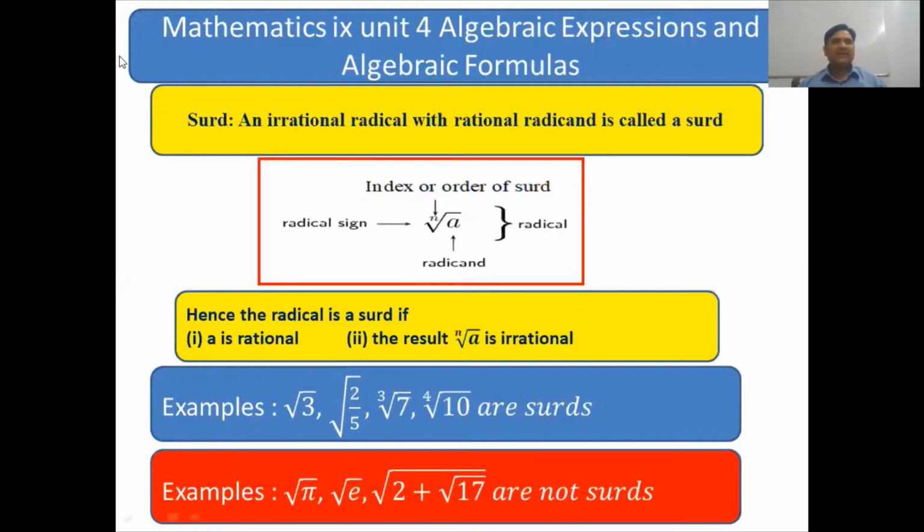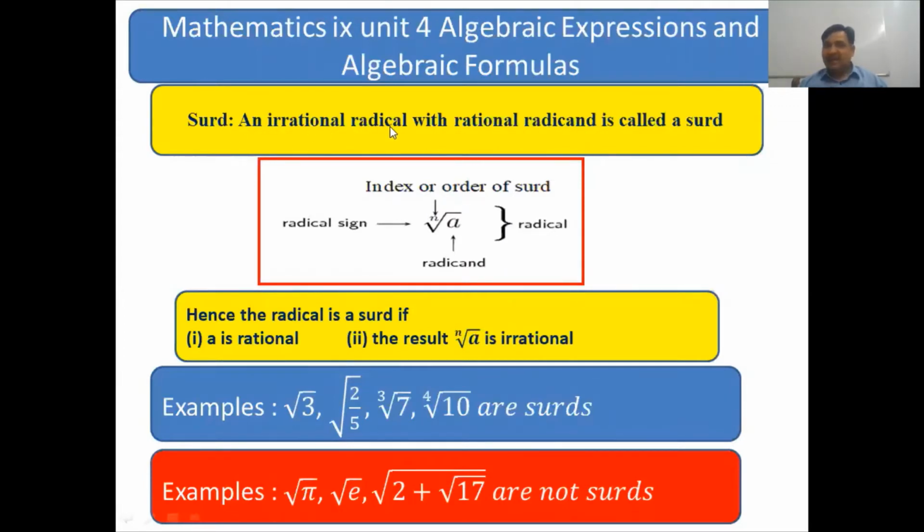So let's define the surd. A surd is an irrational radical. It means a radical which must be irrational, with a rational radicand. Another condition is that this radicand, this a, must be a rational number. Another thing I am adding is that this radicand must be a positive rational number.